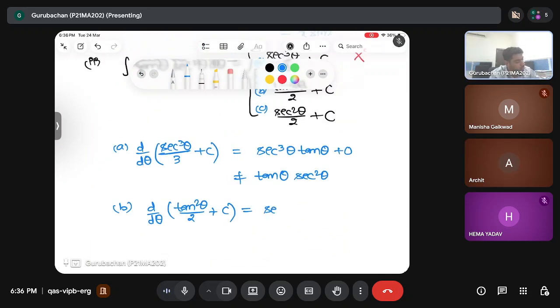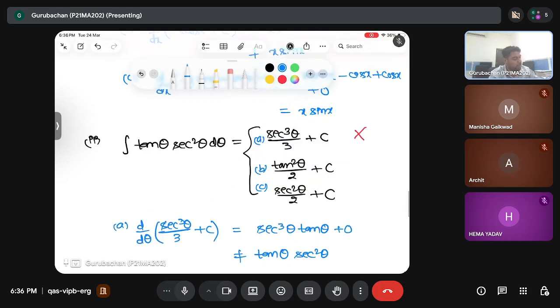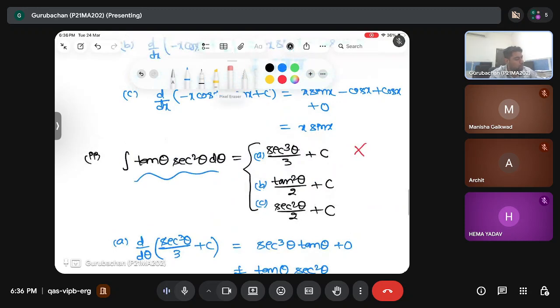Quickly. Secant square theta tan theta. Why? First of all, you will differentiate. By power rule, it will be 2 times tan theta to the power 2 minus 1 divided by 2, and by chain rule, the differentiation of tan theta is secant square theta plus 0. This will give you tan theta secant square theta. That is required here, so this will be your correct answer. What about the third one?